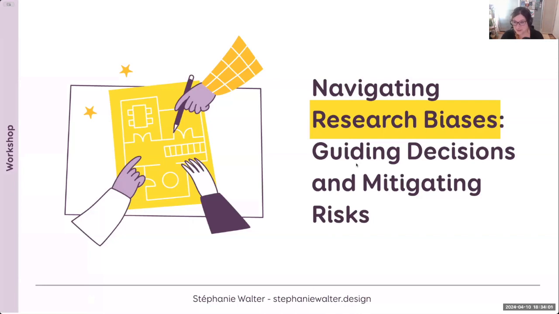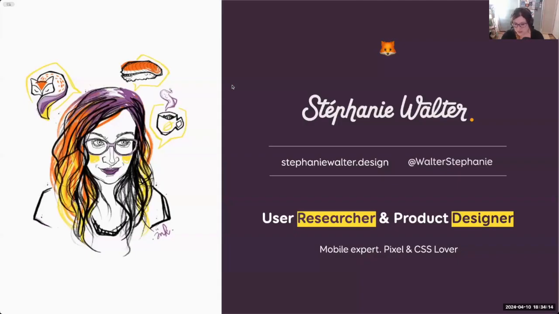We will be doing a little workshop on navigating research biases. The goal is to identify them, but also to find some mitigation strategies. For the ones who don't know me, I'm Stéphanie Walter. I'm a UX researcher and product designer, and I live and work in Luxembourg. I've been in France before that, Germany, mostly in German-speaking countries at the moment.